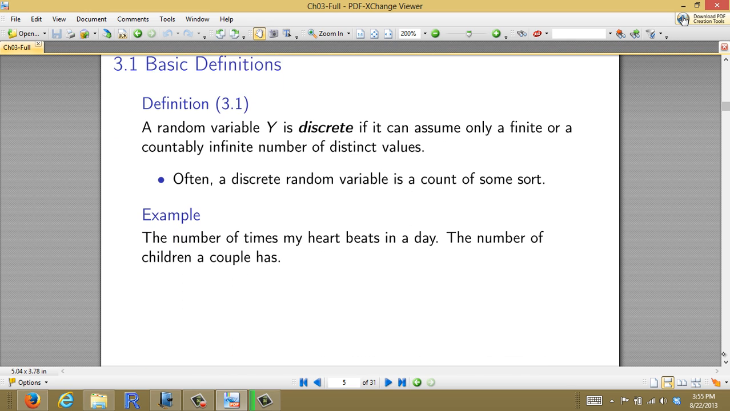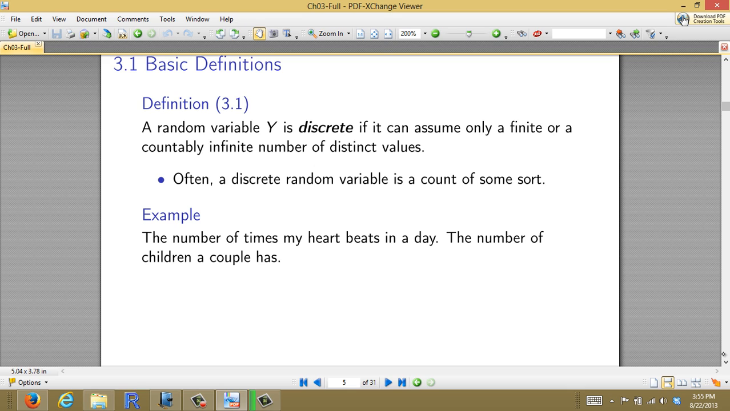So, some basic definitions related to random variables. A random variable y is discrete if it can only assume a finite or a countably infinite number of distinct values. So if a random variable has a finite number of values, then it's certainly discrete. But even if it has countably infinite values, it's still going to be discrete. An example of this is the Poisson distribution, which we'll talk about later, which can take the value 0, 1, 2, all the way up to infinity. It's countably infinite, so it's going to be discrete.